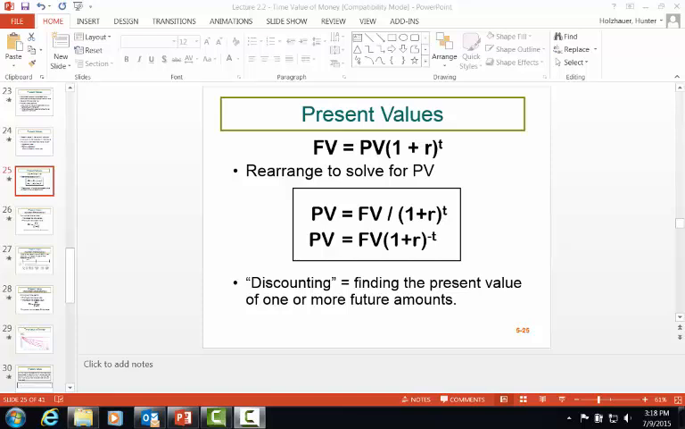So most of you will solve these problems using time value of money buttons on your calculator. However, you can also use Excel or the equations, right? And so if you want to rearrange the original equation for a present value, you can basically see that all you're going to do is divide both sides by 1 plus r raised to the t power. This is often called discounting, and in this case the r would probably be more of a discount rate, because you're finding the present value of one or more future amounts.